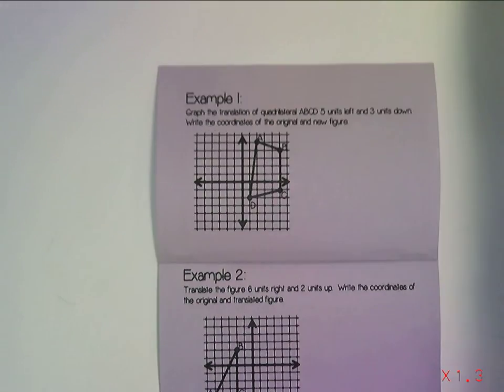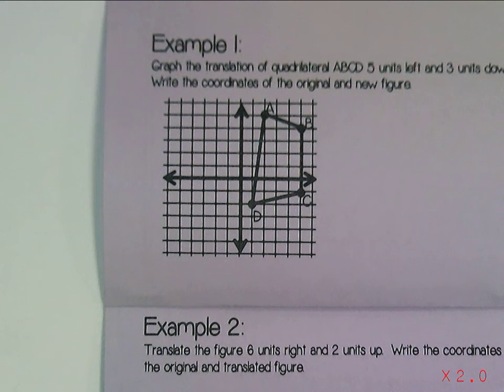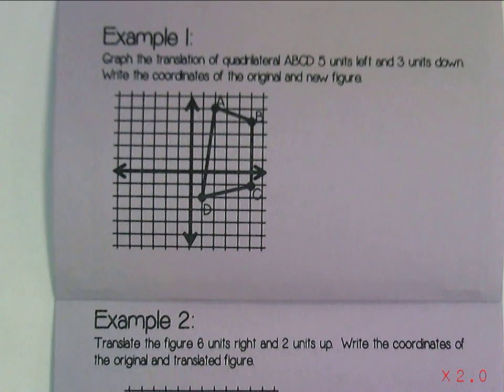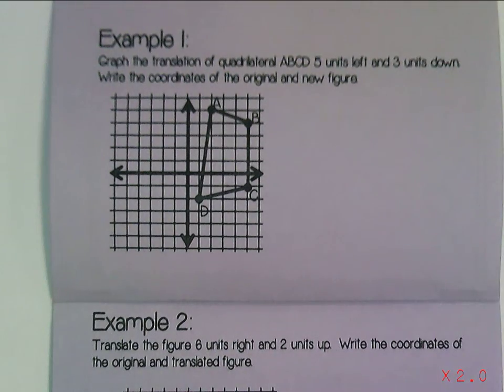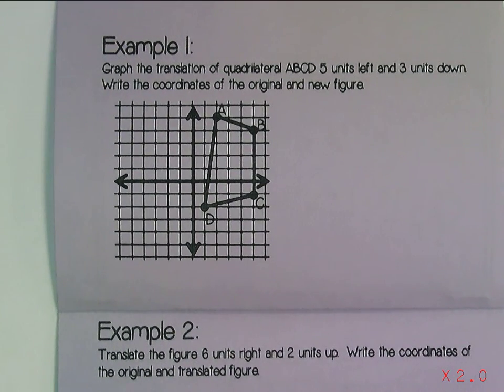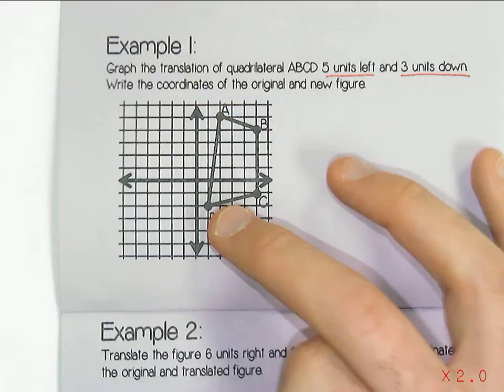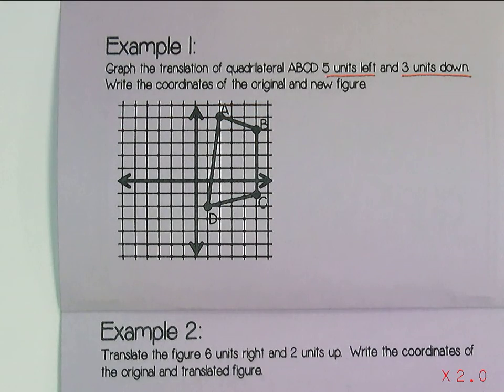So with translations, the biggest thing is that you're moving points left, right, up, and down, and it's a combination of those two different changes. So let's just jump into an example right away and go from there. It says here in example 1, graph the translation of the quadrilateral ABCD, 5 units left. So we're going to underline what we know here, 5 units left and 3 units down. Write the coordinates of the original and new figure.